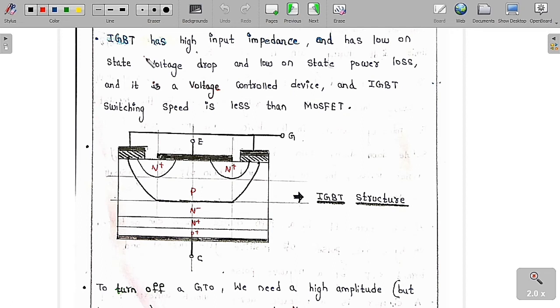So this is the structure of the IGBT. For IGBT, there is a collector, there is an emitter, and also there is a gate. Because of this insulation, it has the highest input impedance, and these are the layers: P layer, N minus layer, N plus layer, P plus layer, and N plus layer. So this is the structure of the IGBT.